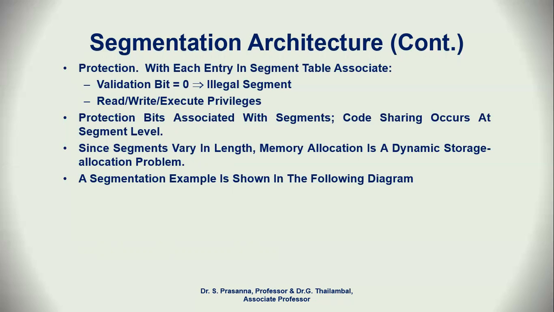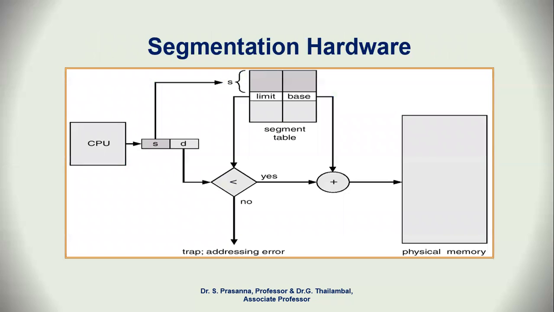And since segments vary in length, memory allocation is a dynamic storage allocation problem, because for one program you may have six segments, for another program you may have eight segments, which cannot be predicted already, because each program is not of the same size. Therefore, it has to be allocated dynamically. Whenever the segments come, they have to be allocated in the memory. A segmentation example is shown in the following diagram. This type of allocation is very tedious for the memory.